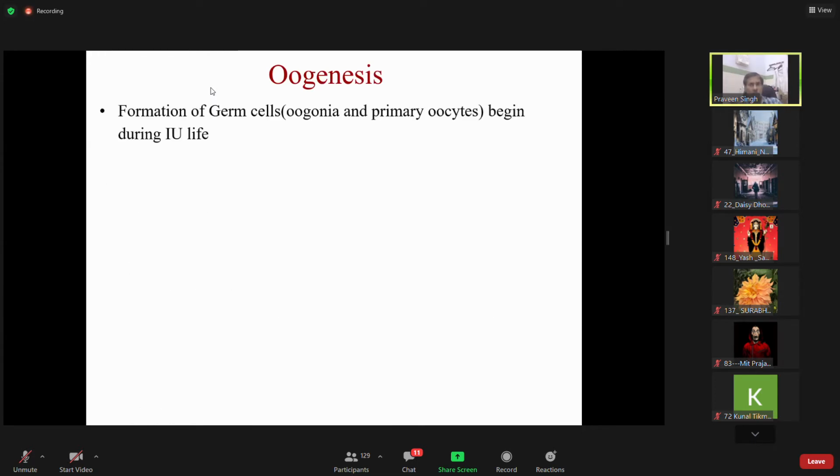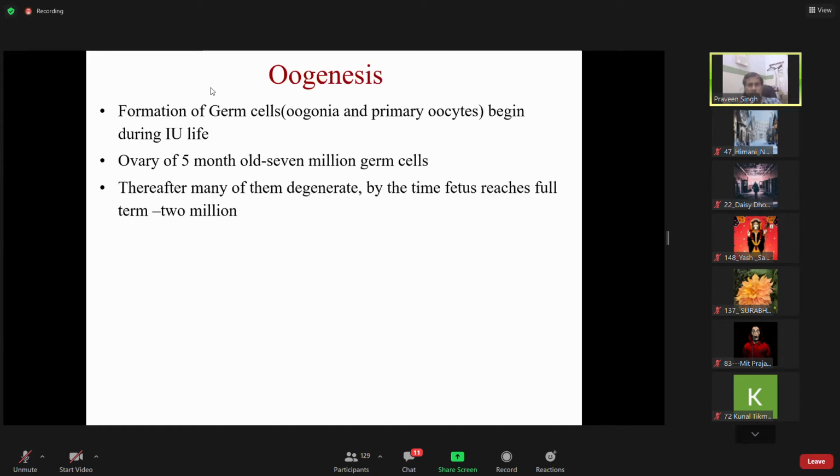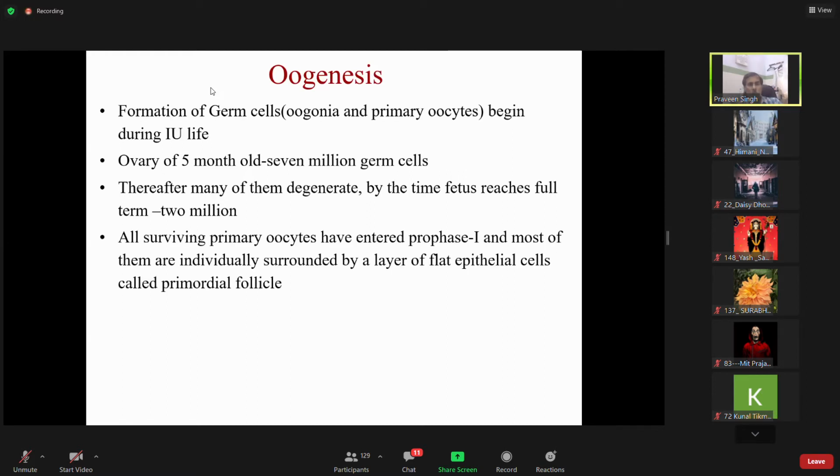So formation of germ cells begins during the intrauterine life of a female. At 5 months, the fetus will have 7 million germ cells. Thereafter, many of them degenerate. By the time the fetus reaches full term, it is 2 million. All surviving primary oocytes have entered prophase I, and most of them are individually surrounded by a layer of flat epithelial cells called the primordial follicle.